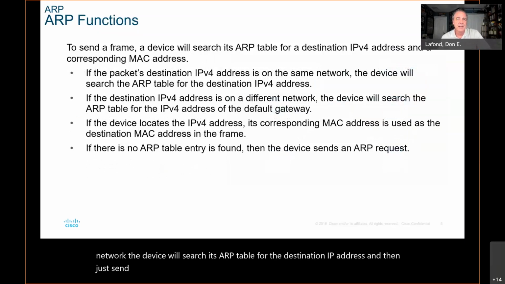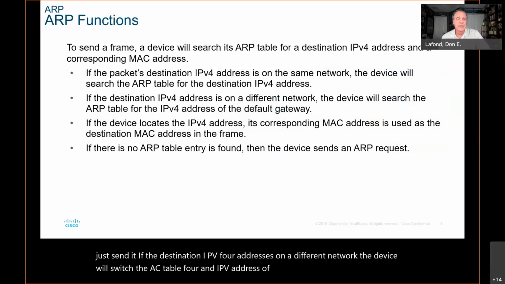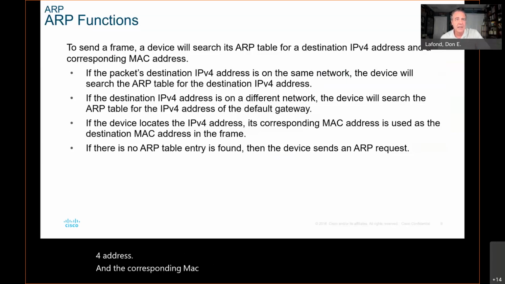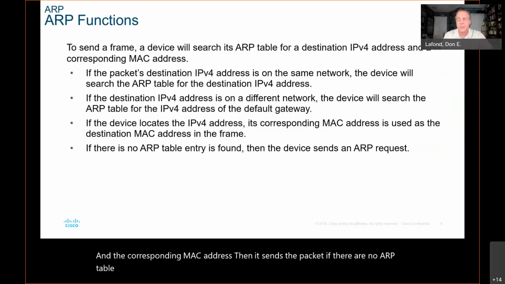If the destination IPv4 address is on a different network, the device will search the ARP table for the IPv4 address of the default gateway. If it locates the IPv4 address and the corresponding MAC address, then it sends the packet. If there are no ARP table entries, then it uses the ARP request that we just looked at.